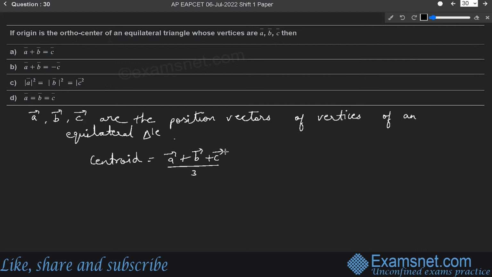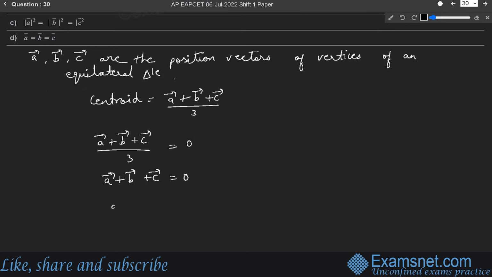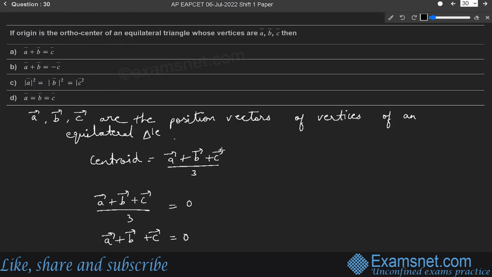Since the triangle is an equilateral triangle, the orthocenter coincides with the centroid and hence A vector plus B vector plus C vector upon 3 will be equal to 0. So it implies that A vector plus B vector plus C vector will be equal to 0. Therefore, it can also be written as A vector plus B vector is equal to minus of C vector. So this is the required statement which is correct for this question. Hence, we can say that the correct option here is option number B, which is A vector plus B vector is equal to minus of C vector.